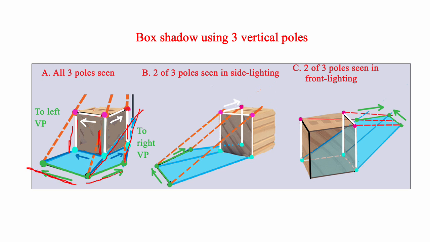Now, slightly harder is when one of the poles is in the back of the box, so that we have to determine the actual structure of the box to find this back point here. And even harder is when we use front lighting and most of the shadow is behind the box.